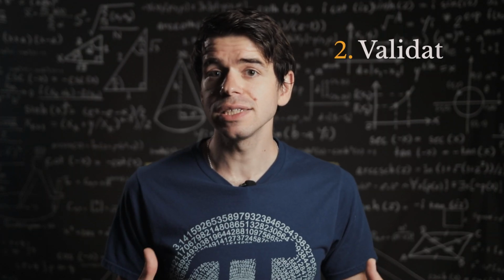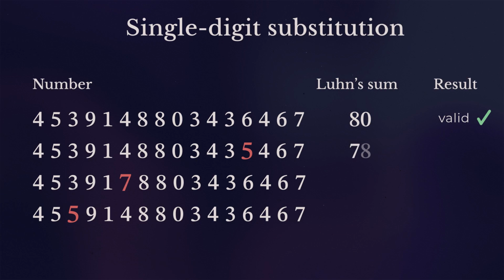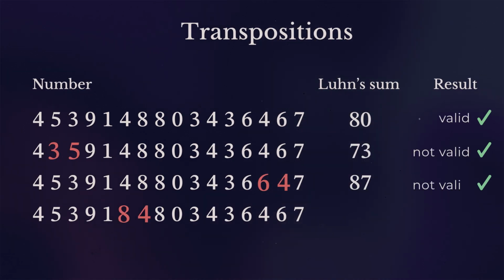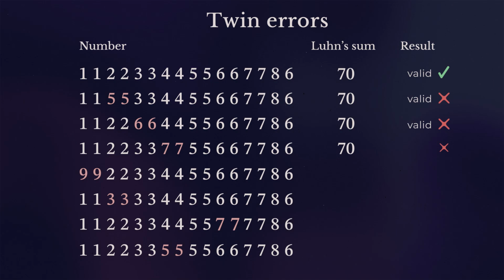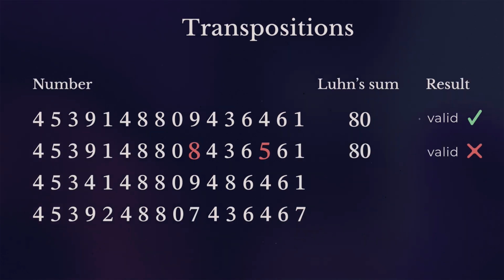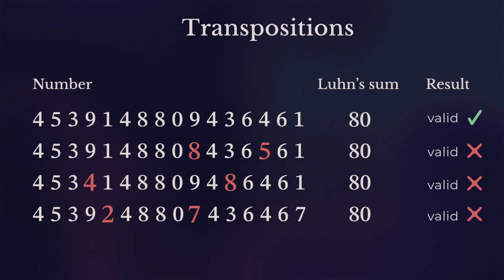Second, Luhn isn't security, it's validation. The algorithm is good at catching simple human mistakes like mistyping a digit or swapping 2 of them, but it's no guarantee against all mistakes. And it's not a security tool. The procedure is freely available and anyone can run it.